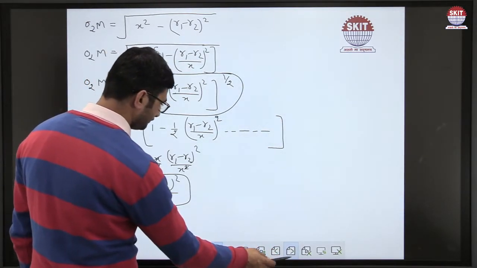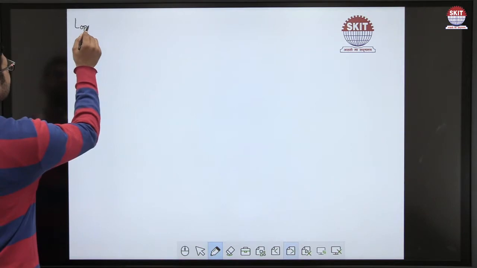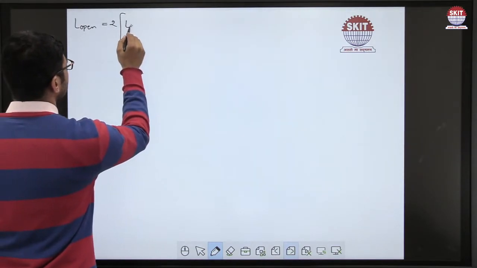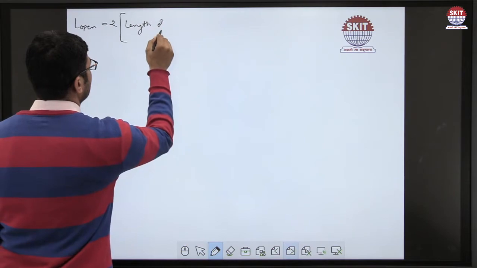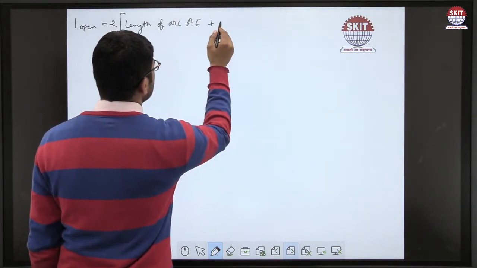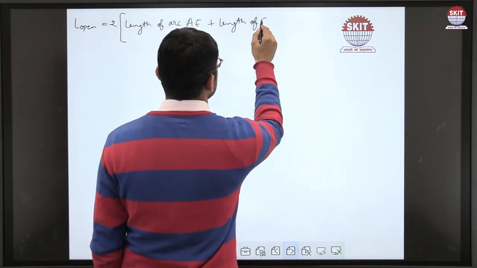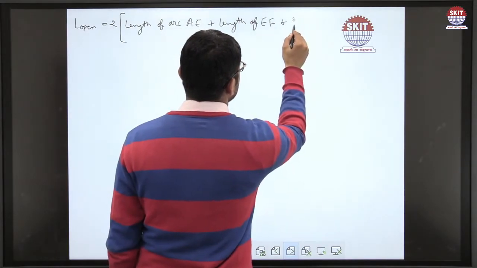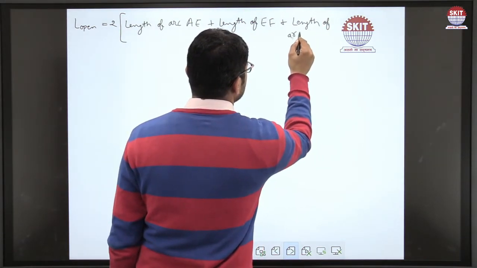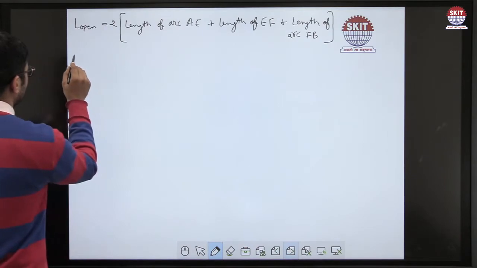Okay. So next, the formula of the open belt drive is equal to the length of arc AE plus length of EF plus length of arc FB. Put the value and find out the formula.